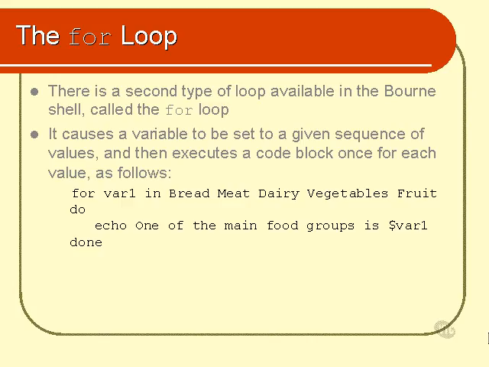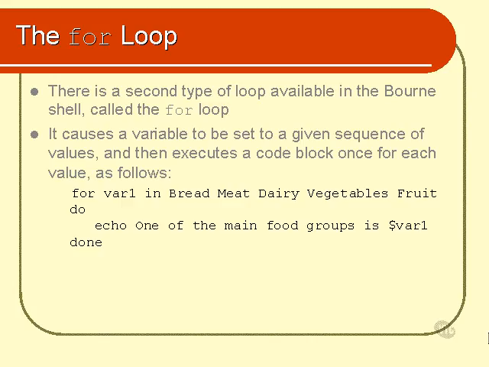If you had a variable called var1 and you could set it to a range of values: bread, meat, dairy, vegetables, fruit, 5 different values there. And then you've got the do and done, which surround the code block. The code block can of course be as many lines of code as you like. And then you can echo out "one of the main food groups is", in this case, var1, which the first time through the loop would be bread, second time through it would be meat, and then dairy, and it would go through the loop exactly 5 times, and the fifth one would be fruit, and then it would finish.